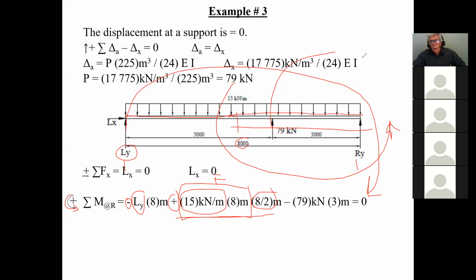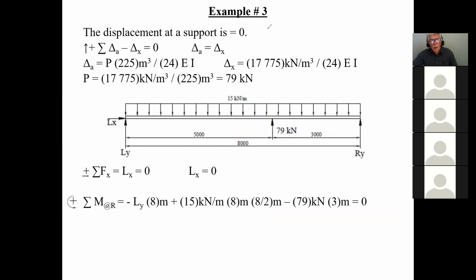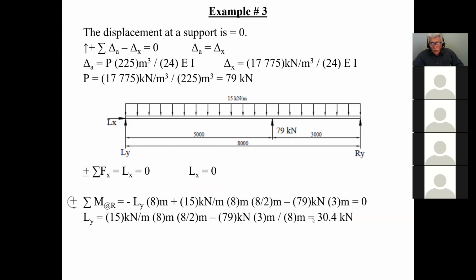Of course, I worry about the sign. This is going this way, excuse me, clockwise. Therefore, it's negative. What's the force? 79. What's the distance? 3. And for me to have equilibrium, of course, that has to be equal to 0. So now I solve for Ly, and I get 30.4.